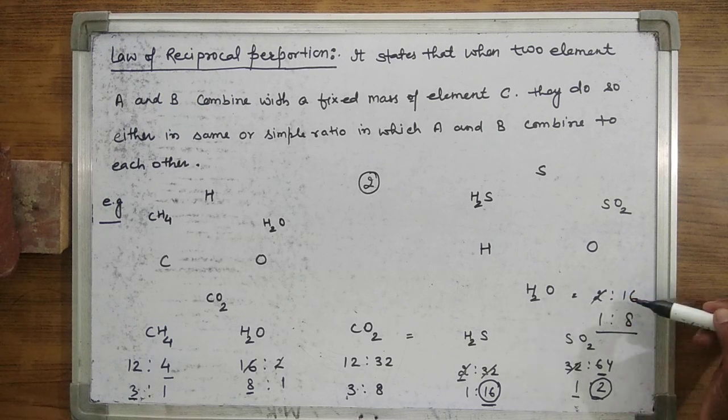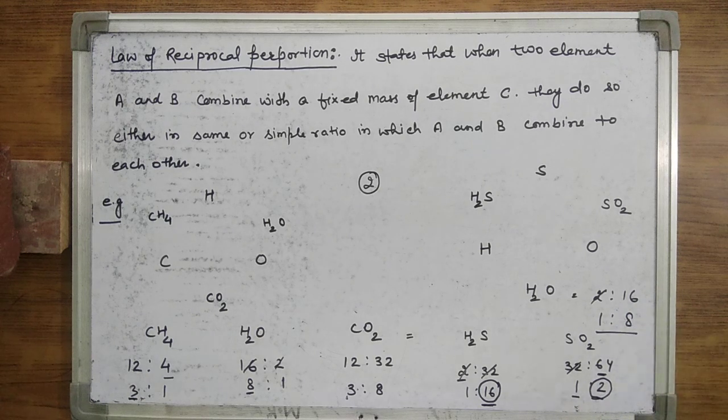This is the same ratio. They do so in the same ratio, 1:8. The mass of hydrogen that combines is 1 part, and the mass of oxygen that combines is 8 parts. This is again 1:8 and 1:8. This and this are 1:8, and hydrogen and oxygen is 1:8. This is according to the law of reciprocal proportion.